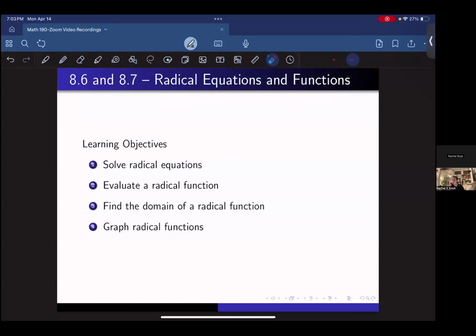There are 4 learning objectives for today. The first one being solving radical equations, the second one being evaluating a radical function, the third, finding the domain of a radical function, and then finally, our last one, being able to graph radical functions. So let's jump into it.